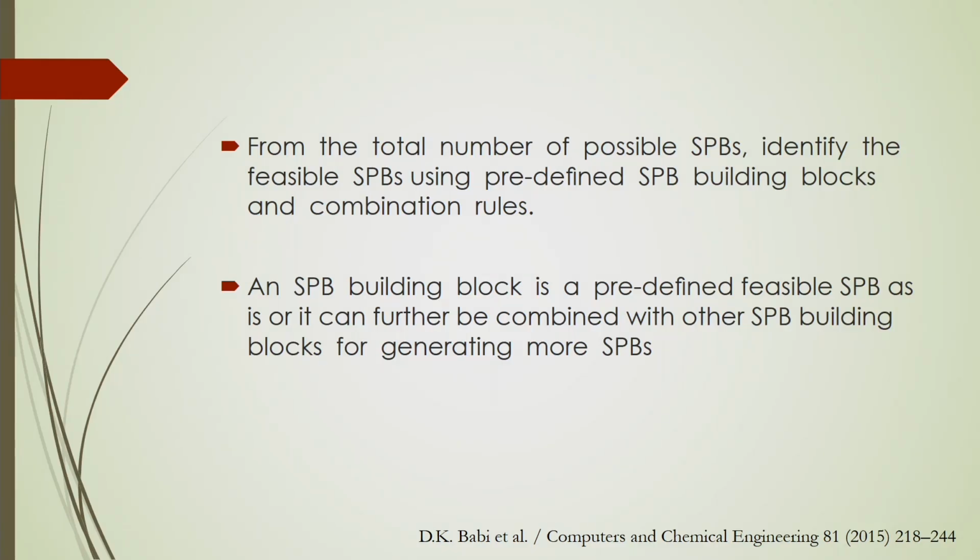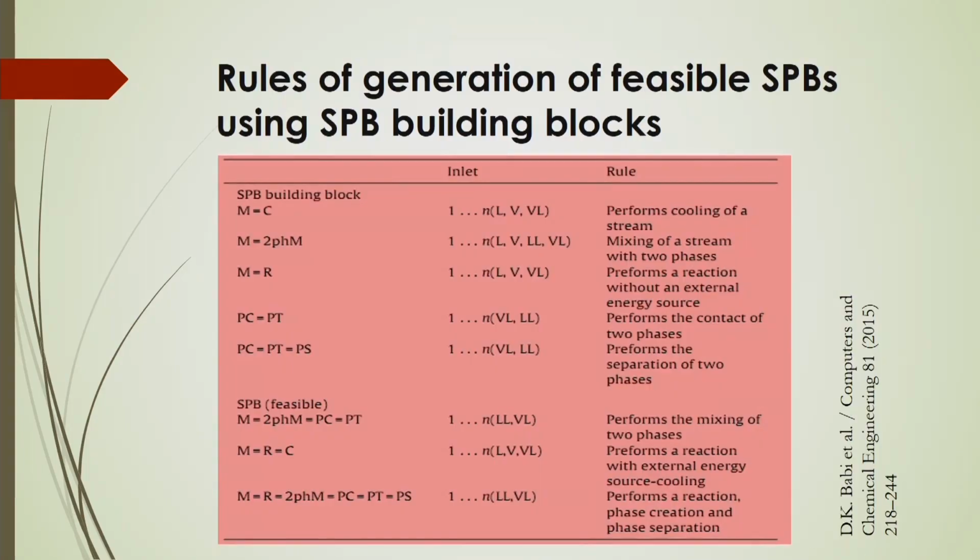And from this total number of possible SPBs, you have to identify the feasible SPBs. Among these SPBs, you have to then segregate which one will be feasible using the predefined SPB building blocks and also combination rules. Now after that, an SPB building block should be a predefined feasible SPB as is, or it can further be combined with other PBBs for generating more simultaneous feasible phenomena based building blocks. Now what are the rules of generation of feasible SPBs?